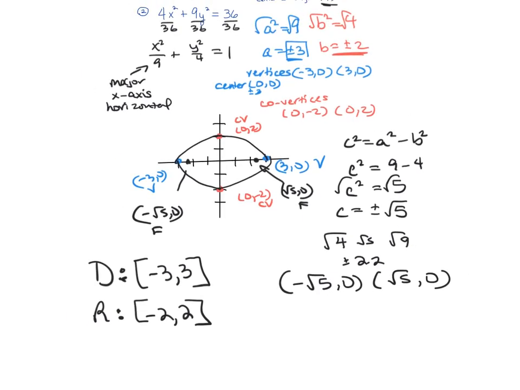So again, it's going to ask you to list vertices, co-vertices, focus points. It's going to ask you to graph it, and then also give domain and range. Now, all of these examples had the center at 0, 0, at the origin. Now we're going to shift our center to a different ordered pair.